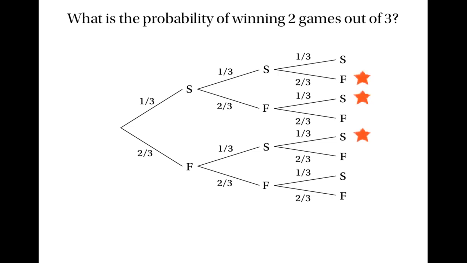Well, you can see that there are 3 ways in which I can win 2 games out of 3. I can win the first 2 and lose the last one, or I can lose the middle one, or I can lose the first one. You can also see that each way has the same probability, because each time we'd have to multiply 1/3, 1/3, and 2/3, just in a different order. So the probability of me winning 2 games out of 3 is 3 times 1/3 squared times 2/3. And if you work that out, it's equal to 2/9.